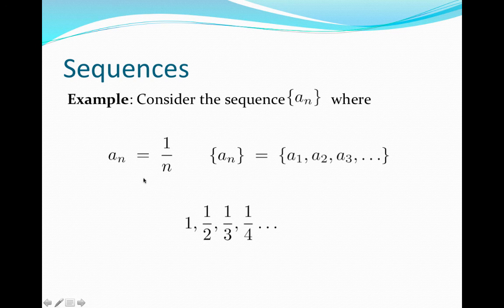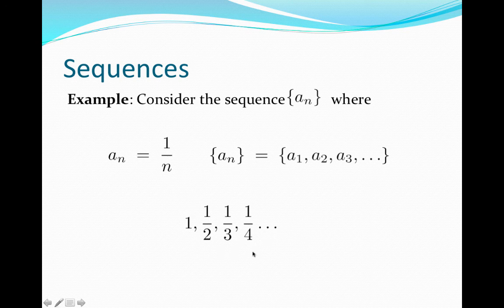So another way to represent this sequence is just to list the terms as we saw in the previous examples. In this case, we list the terms starting from 1. So a sub 1 is 1 divided by 1, which is 1. a sub 2 is 1 over 2, or 1/2. a sub 3 is 1 over 3, or 1/3, and so on. So we get a sub n equal to 1 over n for every positive integer n.